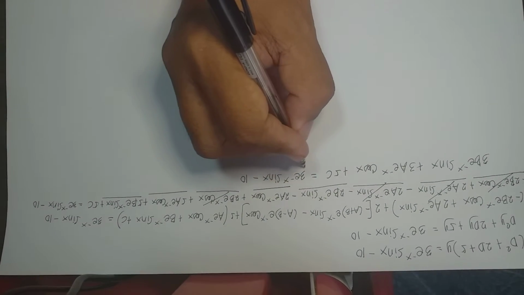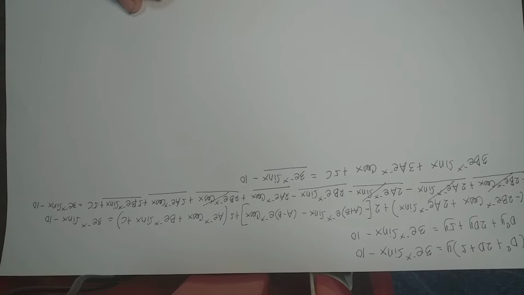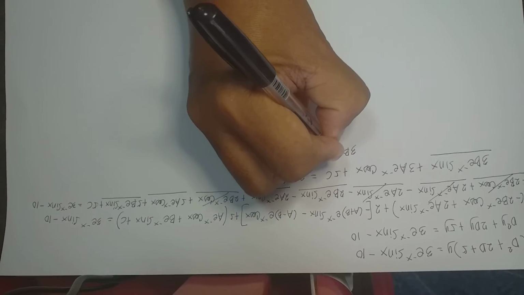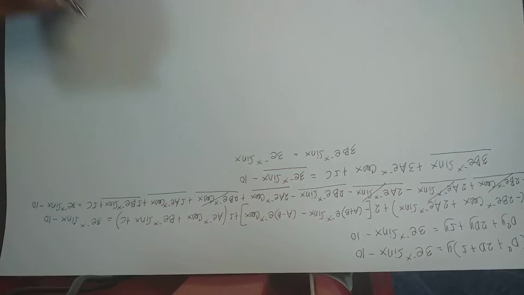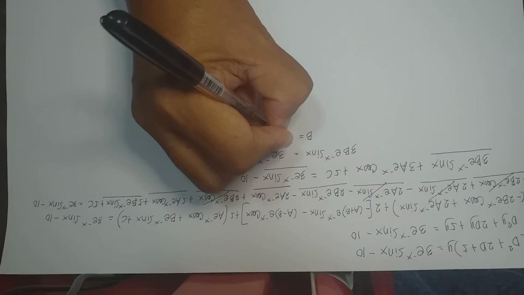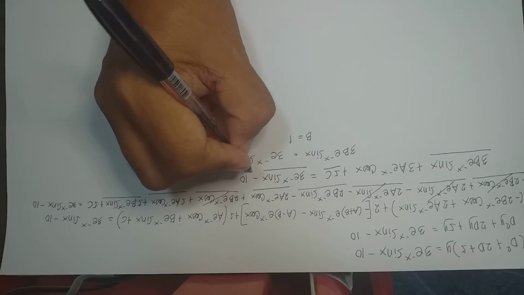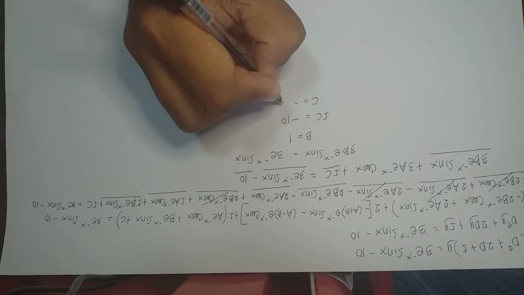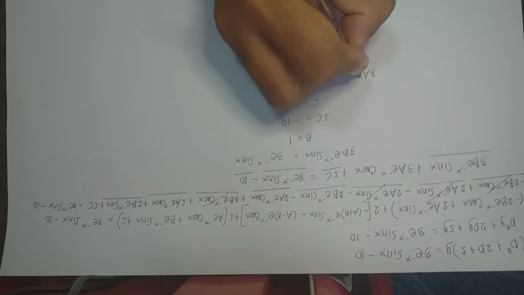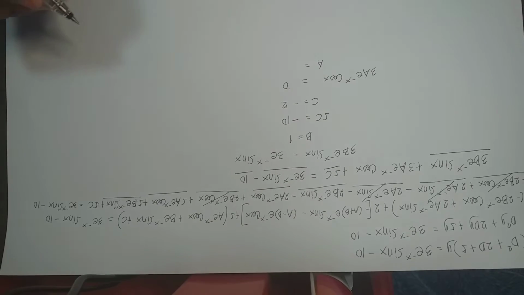By comparison, 3be to the negative x sine x is equal to 3e to the negative x sine x. So b is equal to 1. 5c, the constant, equals negative 10. So we have 5c is equal to negative 10. c therefore is equal to negative 2. 3ae to the negative x cosine x is equal to 0. a therefore is equal to what? 0.